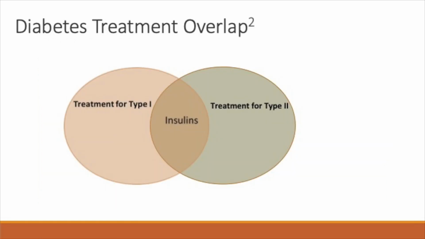So there is a treatment overlap between type 1 and type 2 diabetes. It is not rare to see a person with type 2 diabetes on insulin. However, there are very, very limited cases where you would use a type 2 diabetes mellitus medication, like metformin, on a person with type 1.